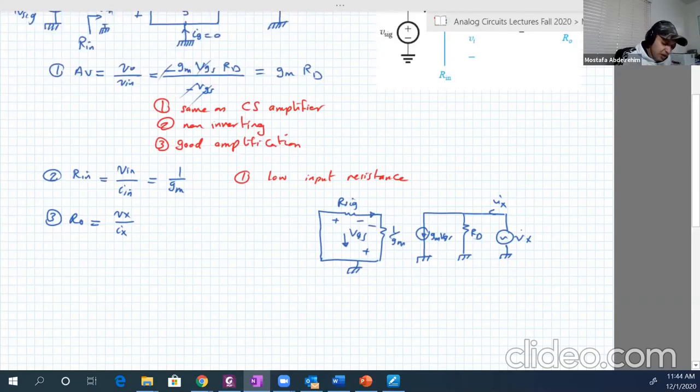So RO is equal to Vx over Ix. Okay. When you cancel the source here, which is V signal, basically VGS will be equal to 0. Because there is no source, the source is 0 now, so 0 over the resistances, which is R signal plus 1 over gm, is equal to 0. So gm VGS is equal to 0, or open circuit. So Vx over Ix is just equal to RD.